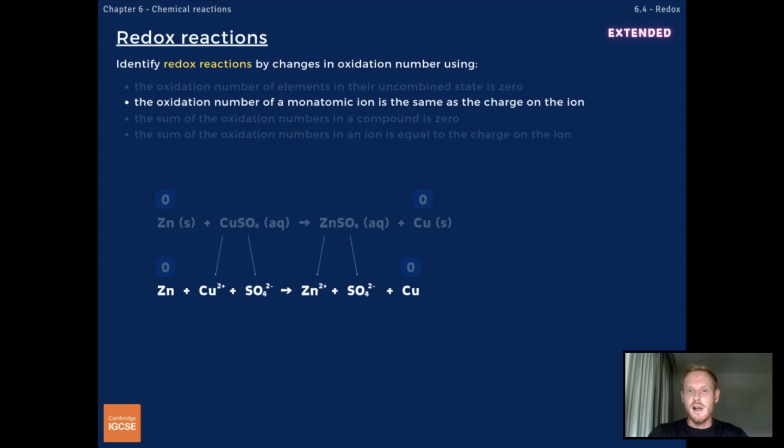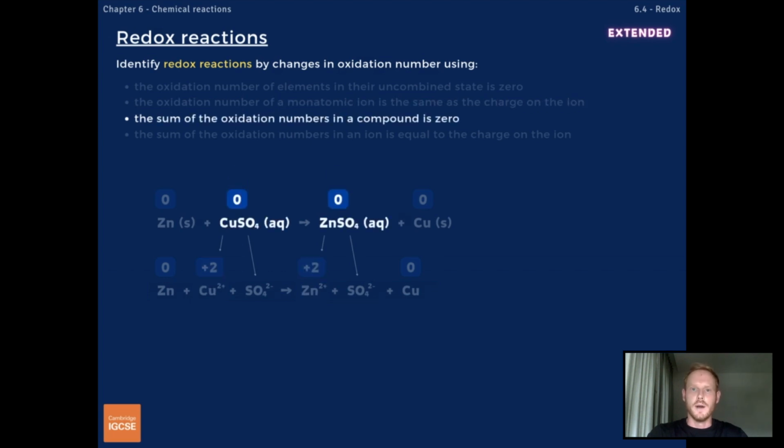So here I've written out the ionic equation by breaking down the aqueous compounds into their ions. We have two monatomic ions, both of which have a 2+ charge, so the oxidation number of both ions is +2. Rule number 3. The sum of the oxidation numbers in a compound is 0. In other words, they cancel each other out. This means that the oxidation number of both sulfate ions in the equation must be -2.